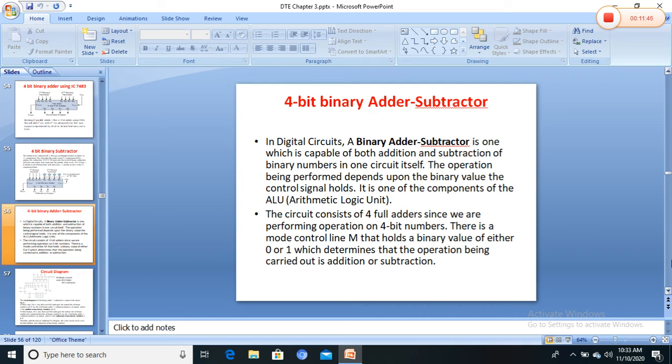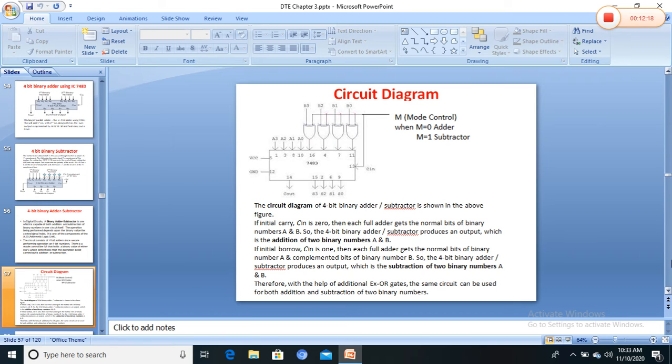The 4-bit adder and subtractor performs both addition and subtraction. This is a digital circuit, a binary adder subtractor, which is capable of both binary subtraction and addition. It is one of the components of the arithmetic logic unit, and there are two operation modes, the adder and the subtractor. In the diagram, a mode control pin is used for this 4-bit binary adder and subtractor.